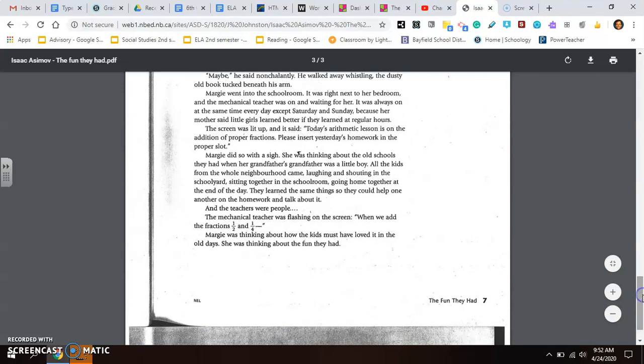The mechanical teacher was flashing on the screen. "When we add the fractions, 1/2 and 1/4..." Margie was thinking about how the kids must have loved it in the old days. She was thinking about the fun they had.